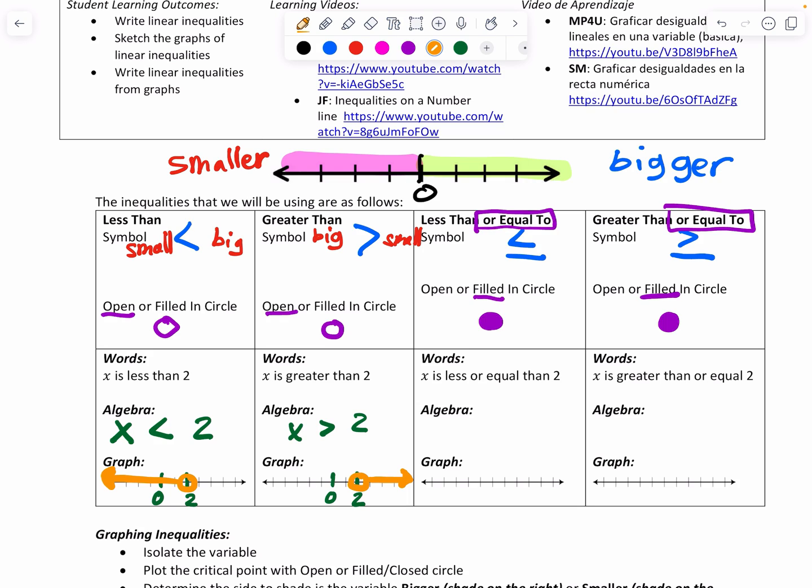If it says x is less than or equal to 2, on my number line, here's 0, here's 2. This time I circle it, but I fill it in. And then less than is going to be everything to the left. If it's x is greater than or equal to 2, here's 0, here's 2. Greater than or equal to means I fill in the circle, everything to the right of that number.